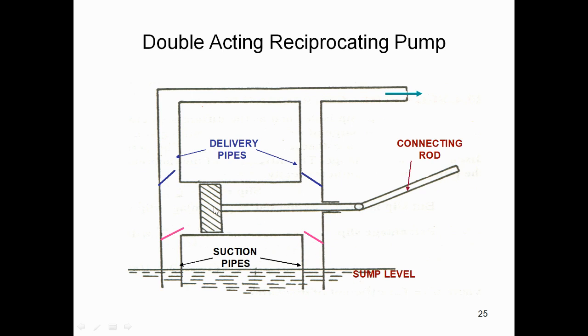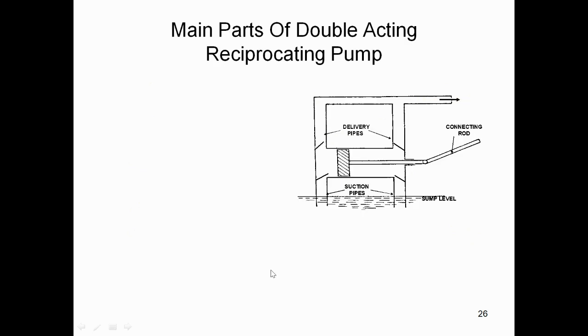And this will be the piston with a connecting rod. And this will be the crank end. And these are the discharge or delivery pipe. And this will be the sump, sump level and sump. And these two are the suction pipes. Now we can discuss this one.